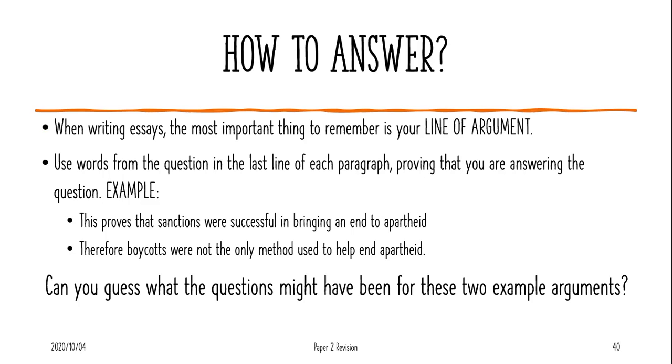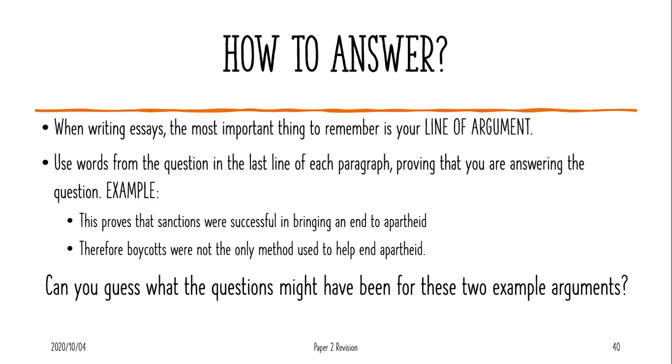So if the question was, was the international anti-apartheid movement successful in bringing a downfall to apartheid, then at the end of each paragraph you would write, this proves that so and so was successful in bringing an end to apartheid, or therefore the boycotts were not the only method used to help end apartheid. So you're just using that same key word that you read in your question at the end of each paragraph. This proves that so and so was successful, and so on.